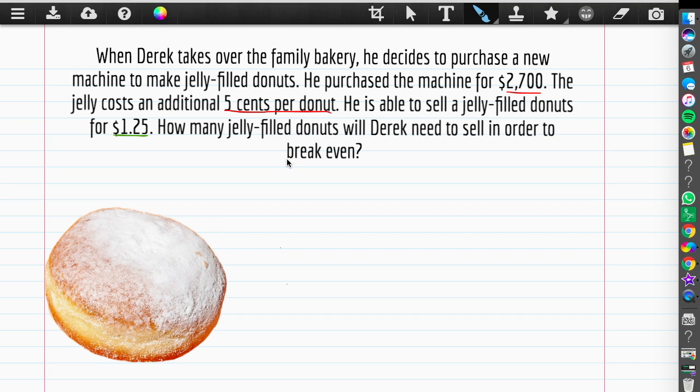And the question we're actually trying to figure out is how many donuts does Derek need to sell so that the business breaks even? Meaning the amount that they've spent on supplies is the same amount as the money that they've received coming in from customers.